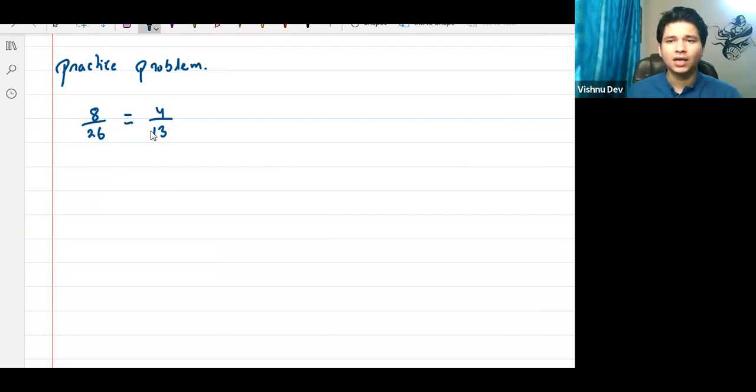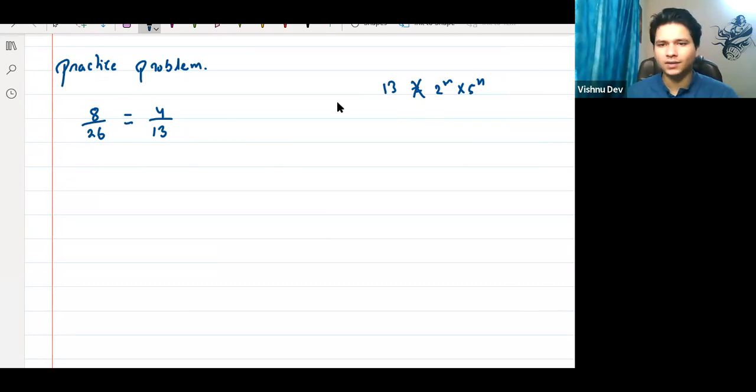Now, can I convert this 13 in the form of 2 point something? No, I cannot convert 13 into 2 to the power m and 5 to the power n. So I cannot convert this into a terminating decimal.